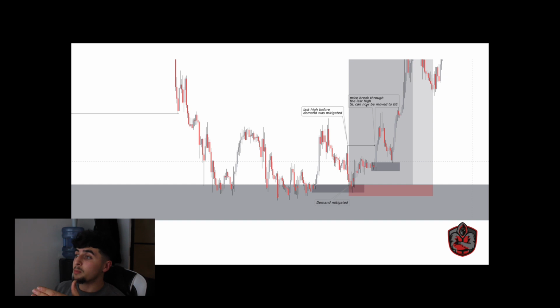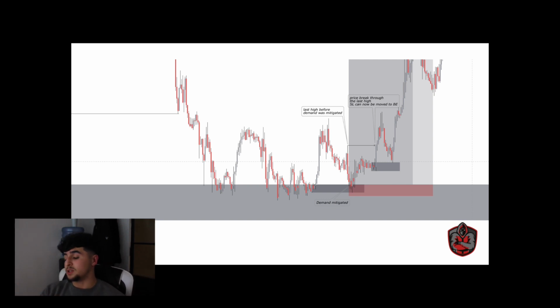level right here? Price breaks through the last high, stop loss can now be moved to break even. Okay, so remember, this was the last high before the demand was mitigated. The demand is now mitigated, price breaks through that last high, and what do we do? We move our stop loss to break even, and now the trade is running in profit, risk free. No stress, nothing that you need to worry about. All profits. If the trade pulls back, you break even, nothing lost, no stress.